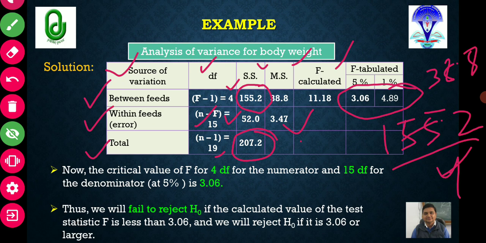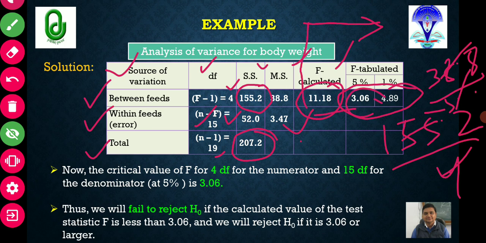Then the F value. F value means the ratio of two variances: variance due to treatment divided by variance due to error. So variance due to treatment is 38.8 divided by 3.47. If you calculate, you will get the calculated value of F as 11.18. Now you have to consult the F table. At what degree of freedom? The numerator degree of freedom was 4 and the denominator was 15. So 4 and 15.